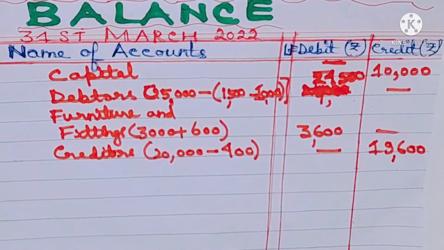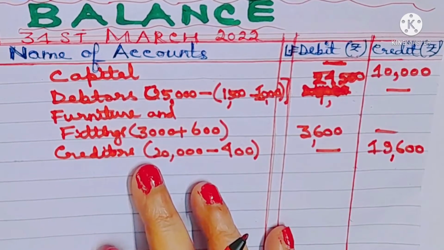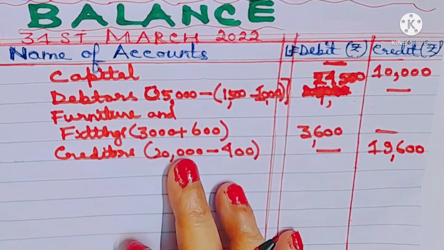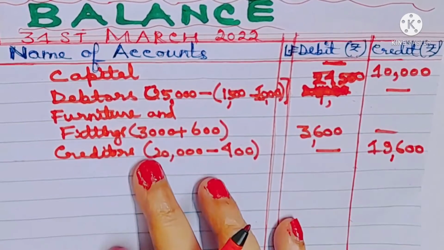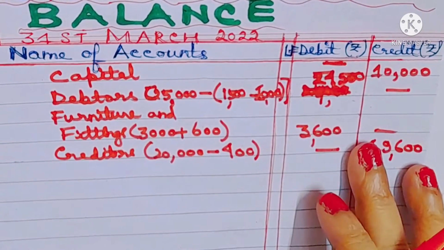Why does creditor have a credit balance? Because creditors fall under personal account. According to personal account, the giver of the benefit is credited. Here, creditor is the giver of the benefit. So creditors will be credited. Understood? Now let's see the next account.